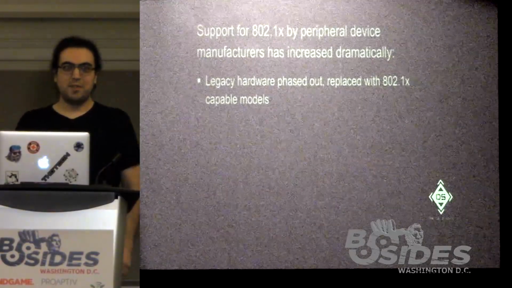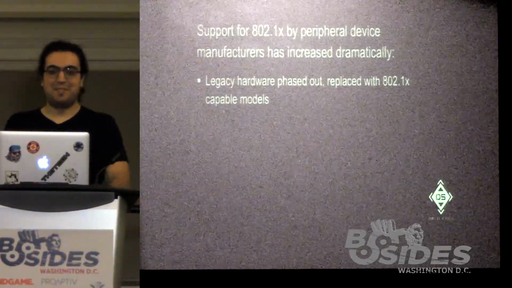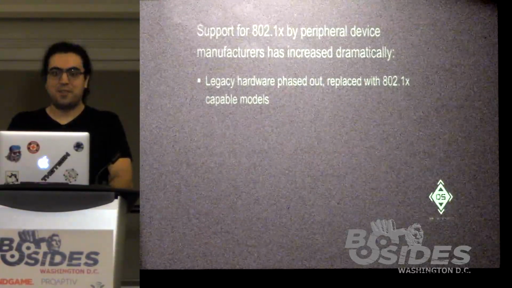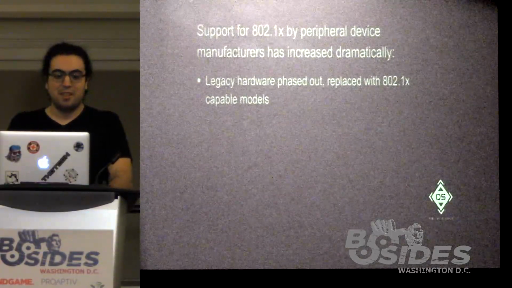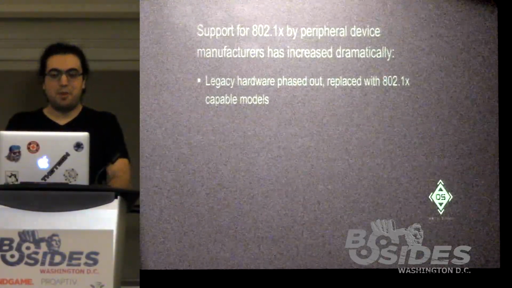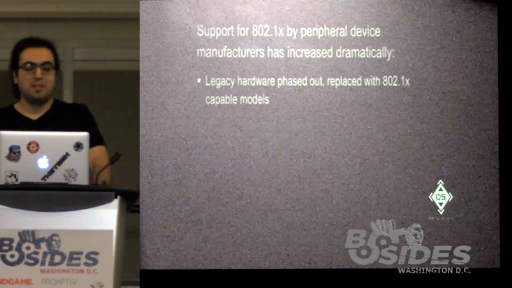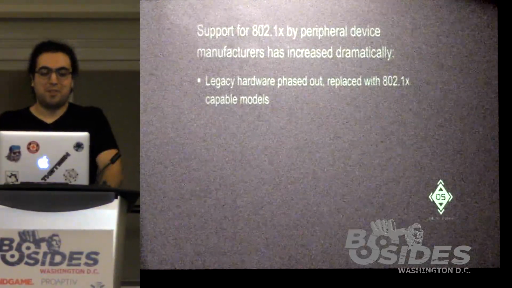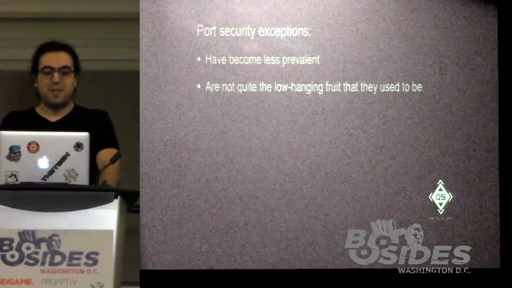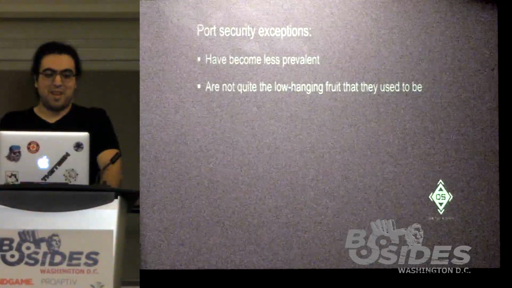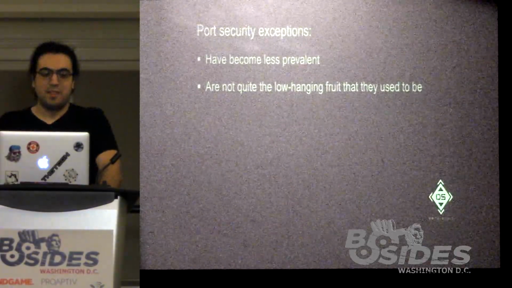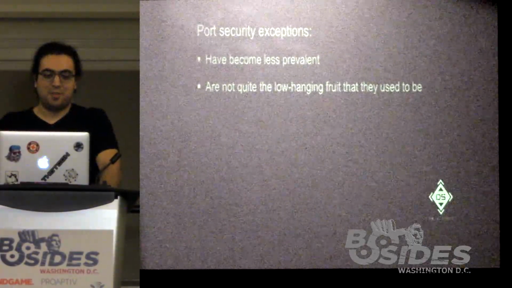If you just go on Newegg or some equivalent, you'll notice that pretty much all the major manufacturers of printers and scanners all support at least one model with 802.1X that is well within the price range of an enterprise organization or even a small business. So the effect of this is that port security exceptions have become less prevalent. You still see them quite a bit, but not like you used to. And they're definitely not the low-hanging fruit that they used to be.